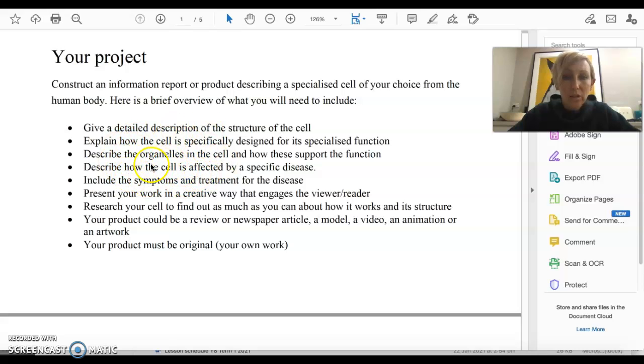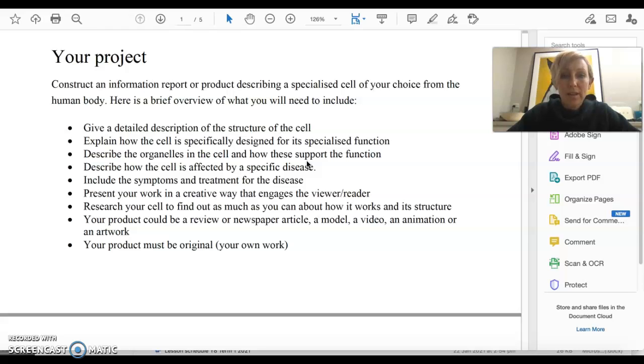Organelles within the cell you need to describe, and how they're important to the function of that cell. Now, I'm trying not to give you examples as I go, which is a bit difficult, but please come and see me if you're not sure about what that particular cell is, what organelles you need to talk about, and we can do that in class.